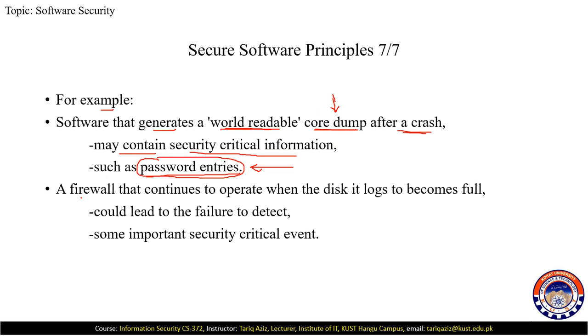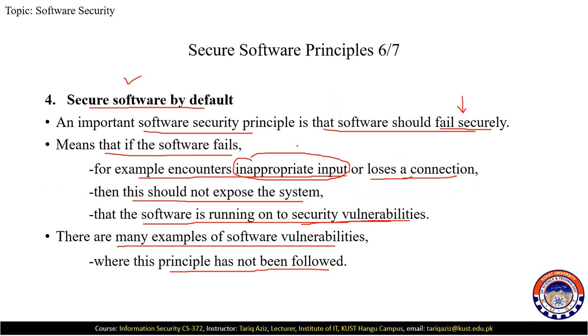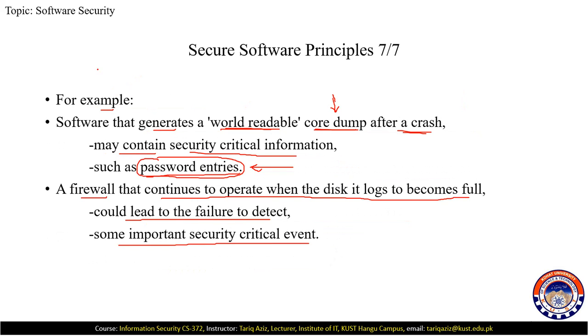The second example is with respect to a firewall that continues to operate when the disk it logs to becomes full. So what will be the problem? The problem will be that it could lead to the failure to detect some important security critical event. So this is the second example of secure software by default. If our software does not fail securely, then, as in the two examples we just discussed, this could happen to us, or these could be the consequences.